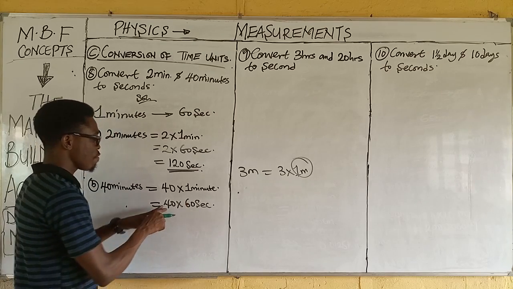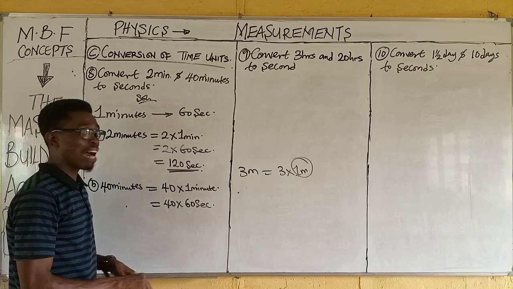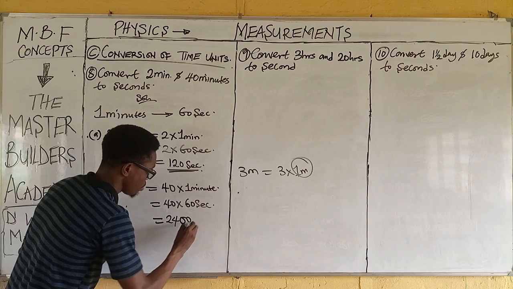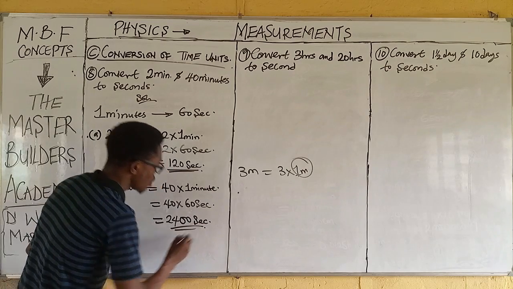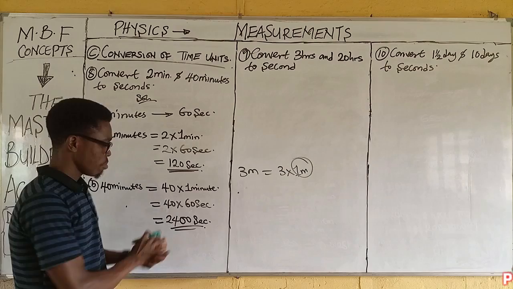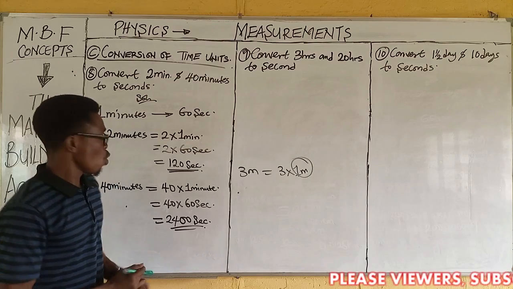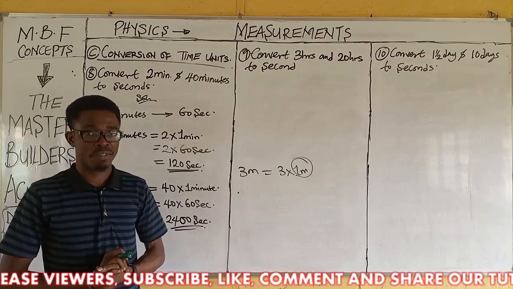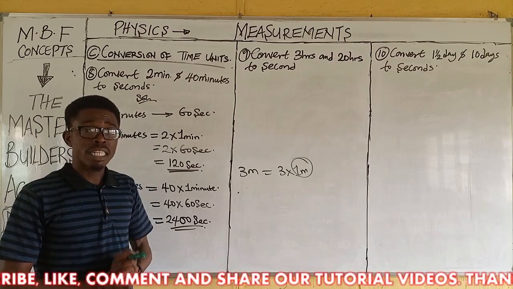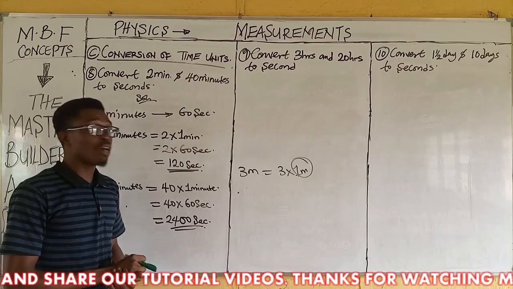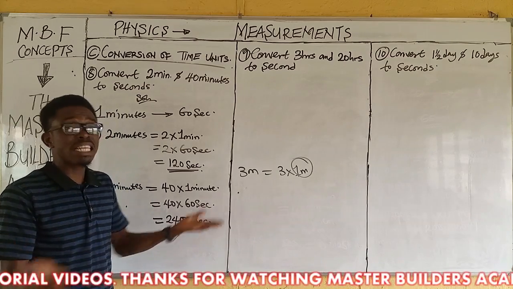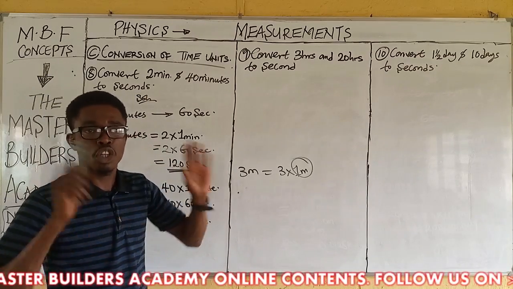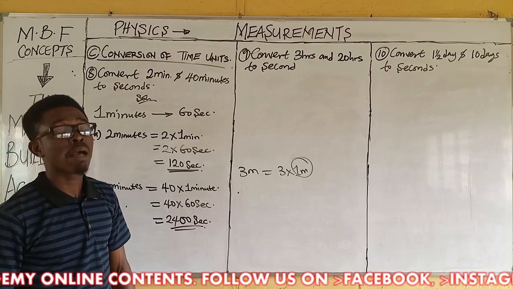And when we multiply 4 by 6, we have 24. Then we simply add these 2 zeros. This becomes seconds. So you can make use of your calculator to check this value out. So 40 minutes is equivalent to 2,400 seconds. Then we are done. This is how you convert any value at all that you are given in minutes to seconds: all you just need to do is to multiply that value by 60.